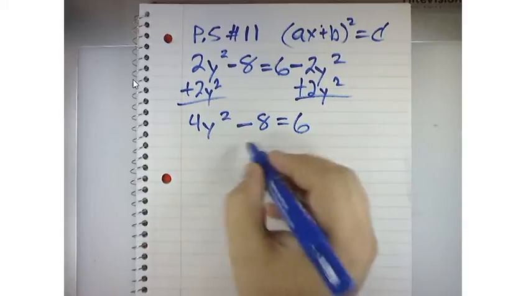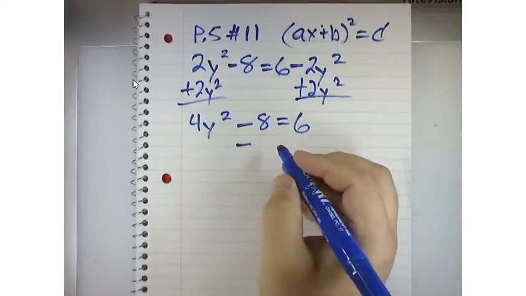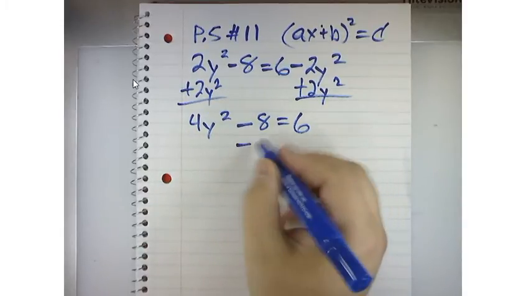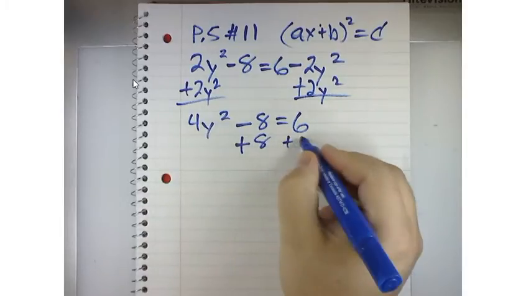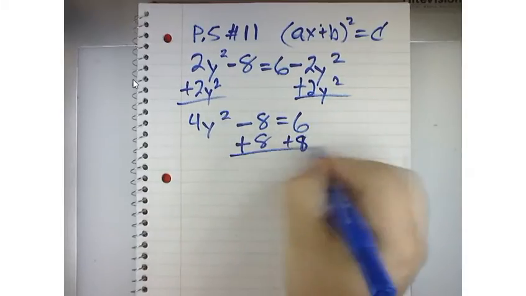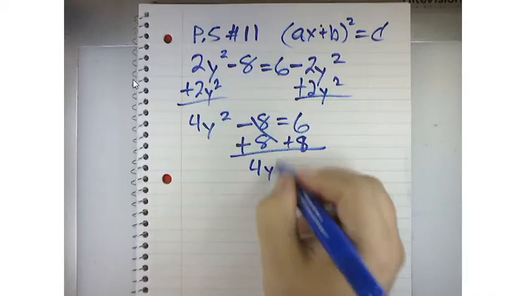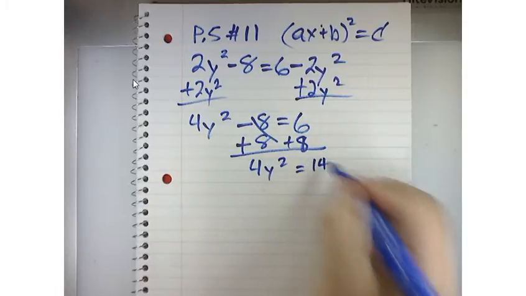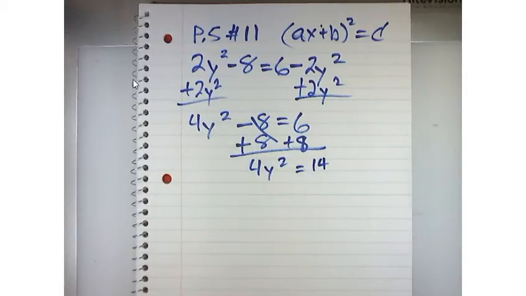Now, if I want to get the constant, I could complete the square or I could just go for it and add 8 to both sides. And if I do that, I get 4y squared is equal to 14. Okay, you guys with me so far? Yes, Mr. Adams.